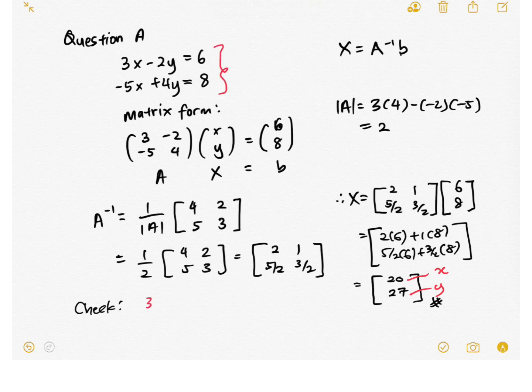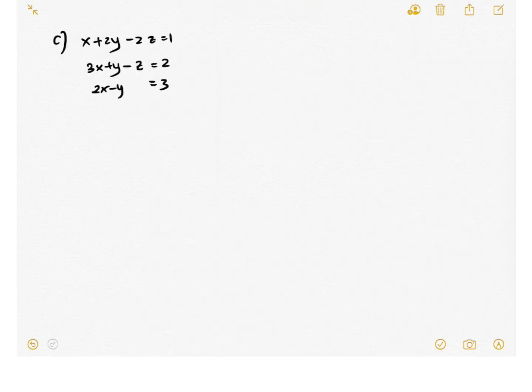Then if I put 3 times 20 minus 2 times 27, I will get 6, and -5 times 20 plus 4 times 27, I will get 8. Okay, so that's how you can check whether you get a correct answer or not. Okay, so this is question C. I will give you answer to B and D later after this.